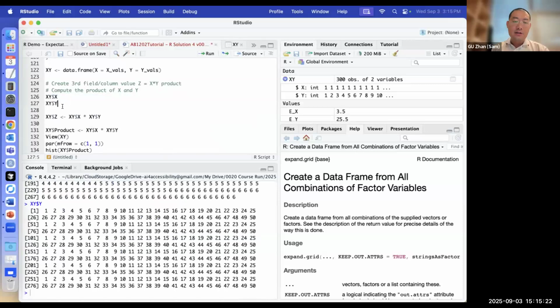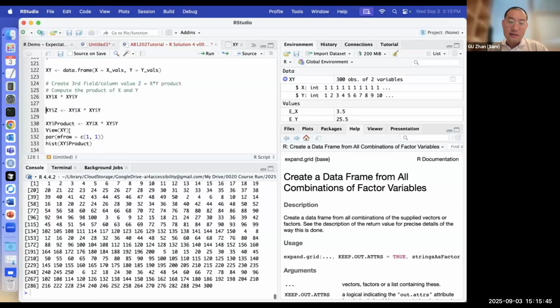I'll repeat it. Okay. So what I now want to do is create a new Z variable. If you give a column name after the dollar sign and it cannot be found in XY, then R will treat it as you wanting to create a new column. And the new column is equal to the value of X times Y.